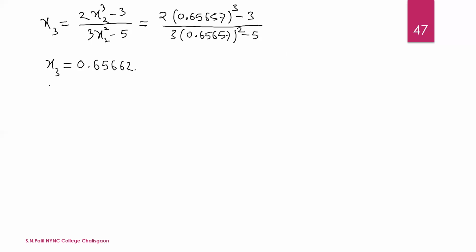Okay. Now the question is to find the root correct up to 3 decimal places. That is 3 decimal places, 1, 2 and this 3, and the fourth place is greater than 5, so 0.65, now add 1 here. Okay, so this is the approximate root of the given equation. Now next problem.